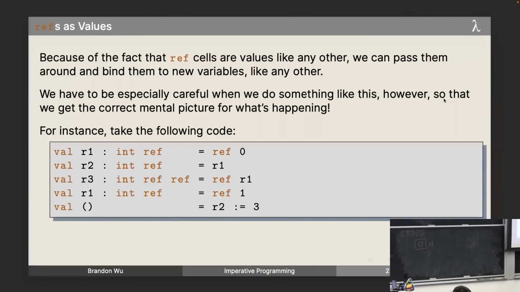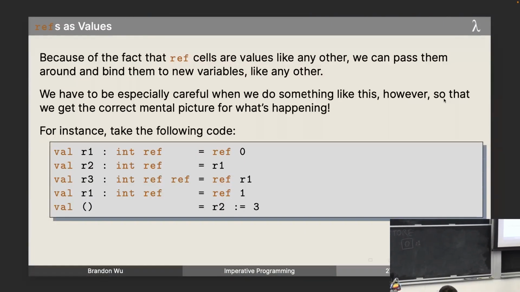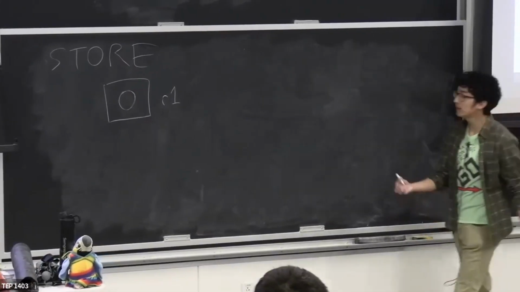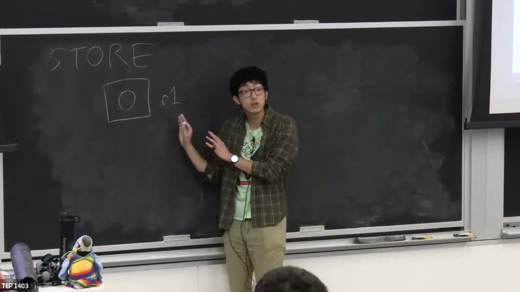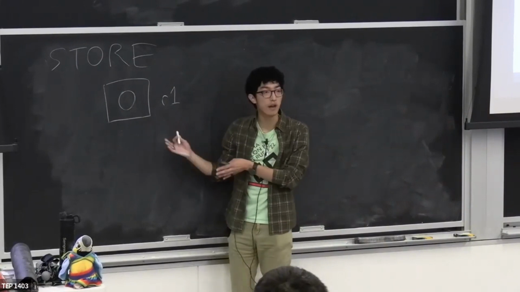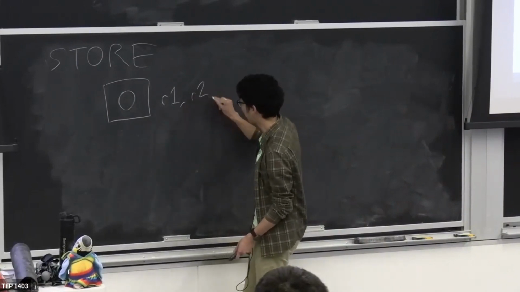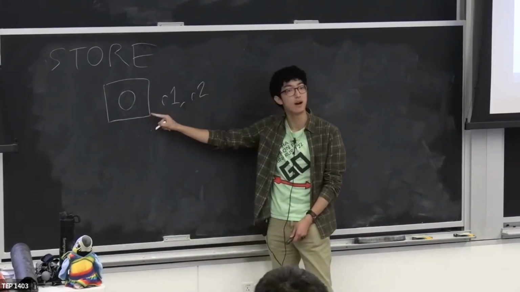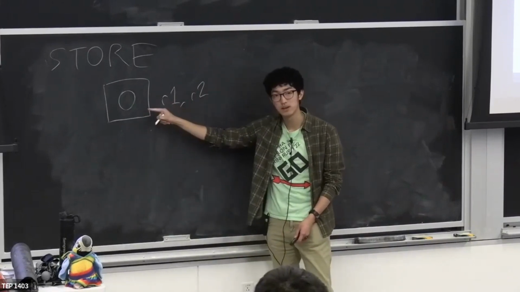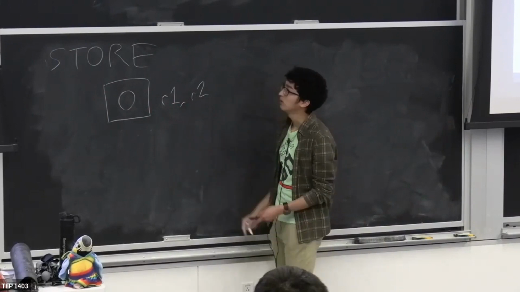Second line, I say that R2 is now equal to R1. What does that mean? Remember, I said that R1 is still bound to a value, right? Ref cells are values, but they're boxes. So we're just saying that R2 is also this box. Not the contents of the box, but the box.